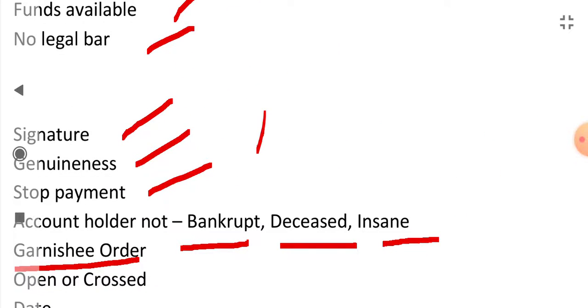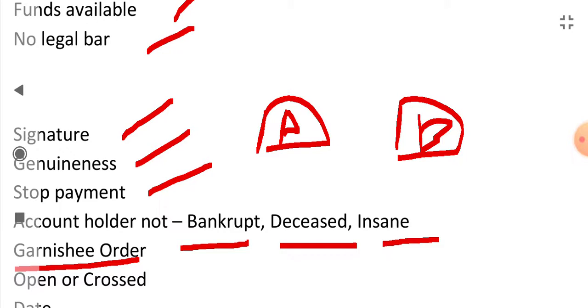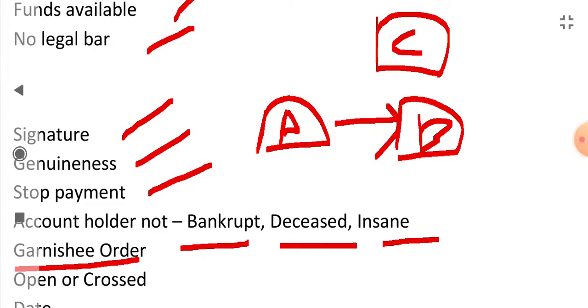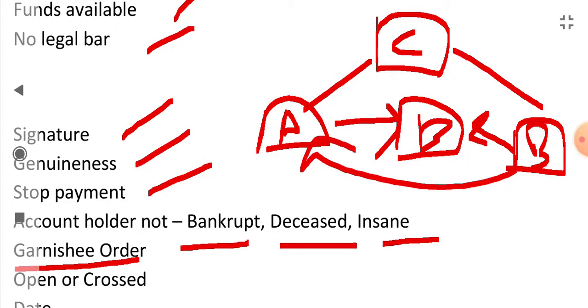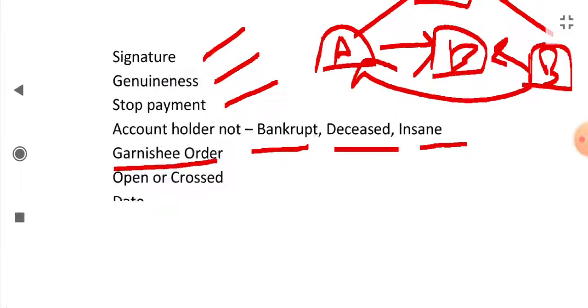A garnishee order is like this: if there is A and there is B, A has given some money to B, but after some time B refuses to repay the money. Then A will go to court and ask the court to give a garnishee order to the bank in which there is some amount of B, that the bank will not pay the amount to B. The bank will pay the amount to A. That's called a garnishee order.